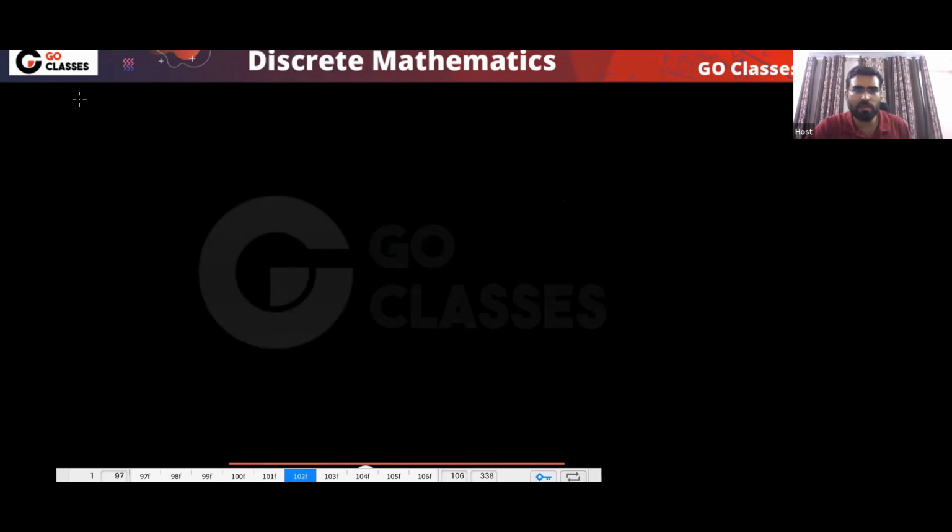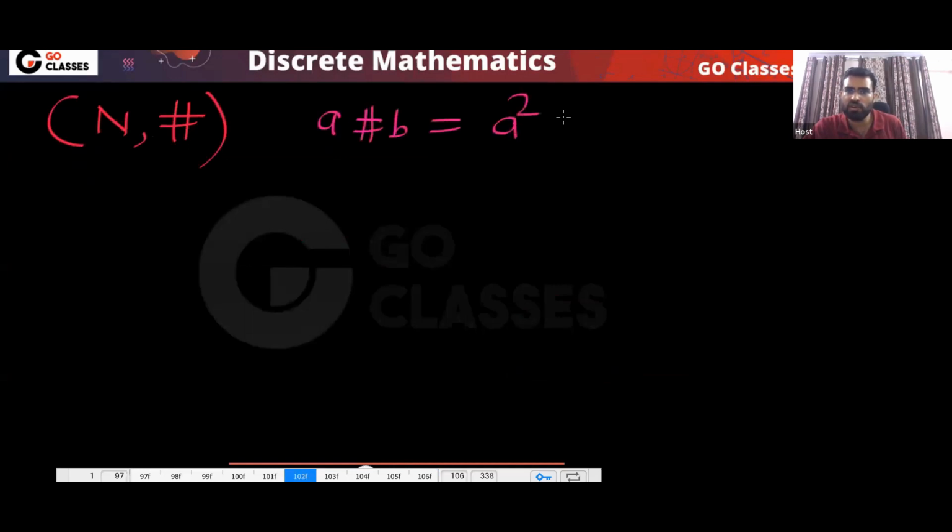Let me take this example. On the set of natural numbers, I am defining a new operation, and this new operation is like this: A hash B is equal to A square plus B. Is it closed? First you tell me, is this closed? First you understand the operation. So this new operation is defined: A square plus B. First you understand the operation.